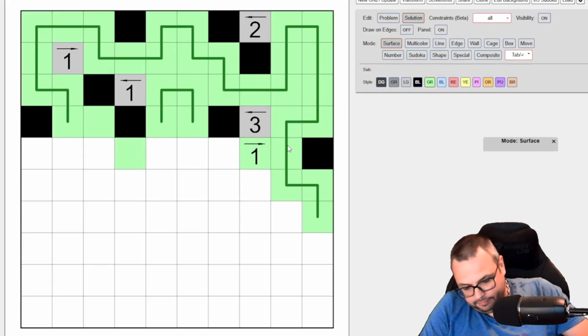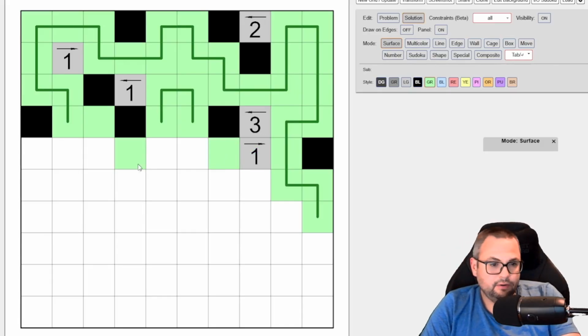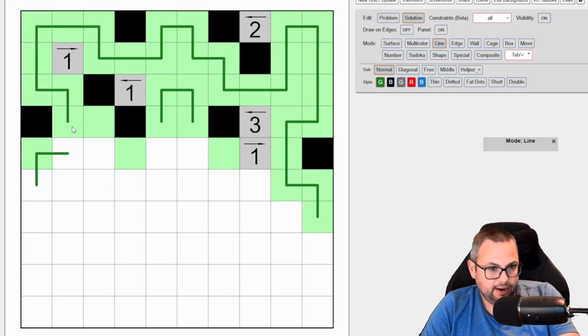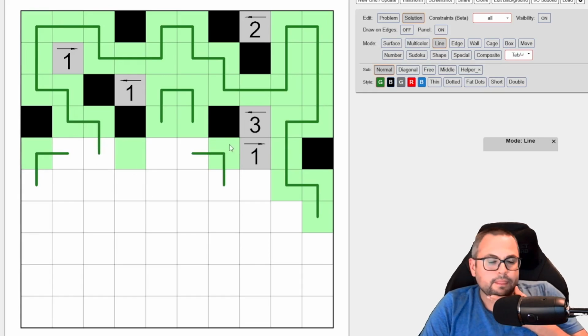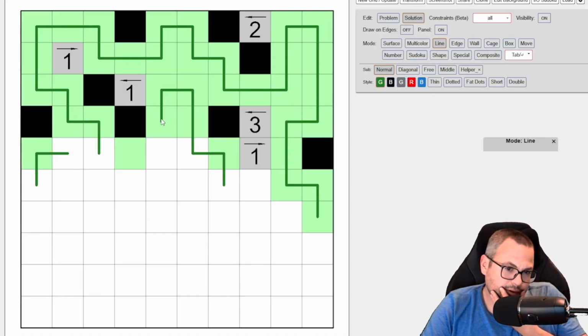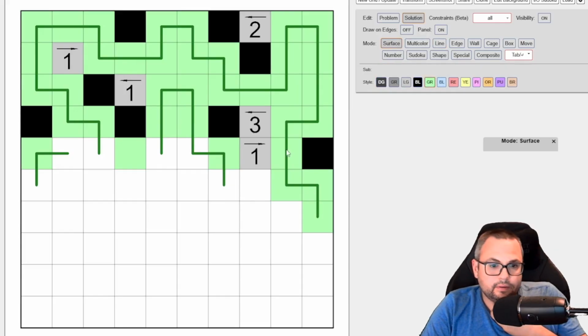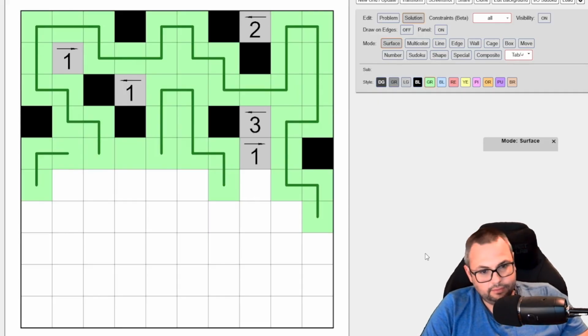Okay, so we get not there. Get green in all of those cells. Okay, so we'll get a line there, get a line there, get a line here. This will continue down. This will continue down to avoid a mini loop. We can green all of those things.